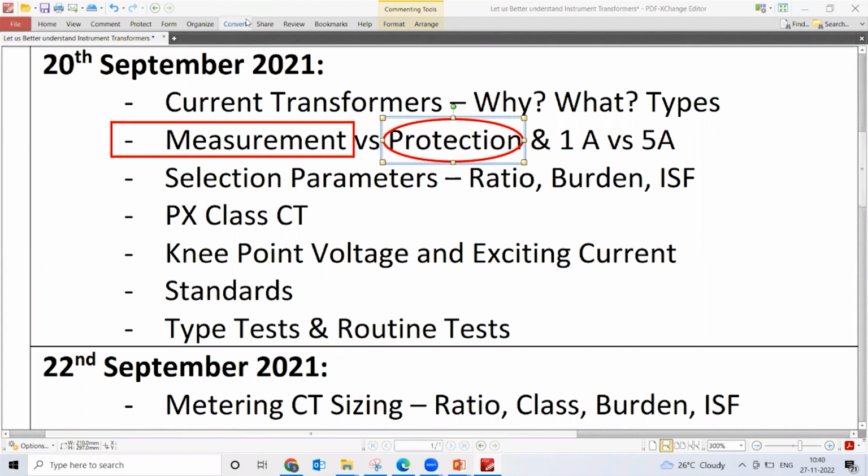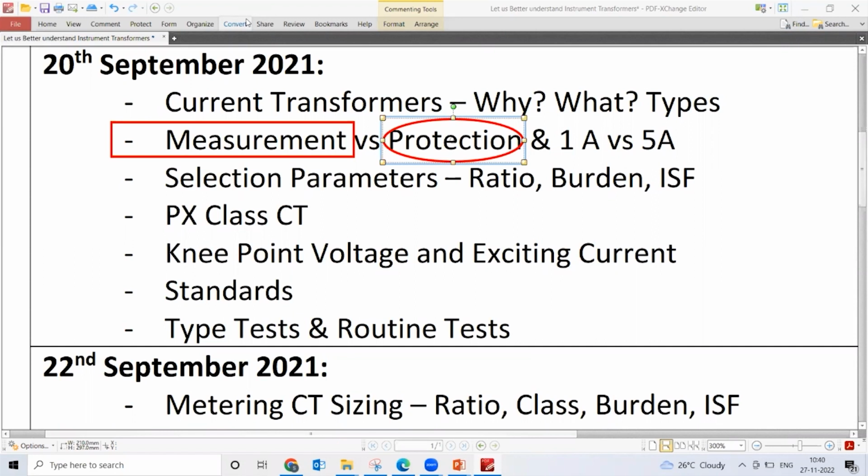Let me repeat my statement. It looks very basic, but what is basic is also easy to miss. The objective of a measurement device is to measure either current, voltage, power, whatever it is, accurately from 0% of a value to 100% of a value.